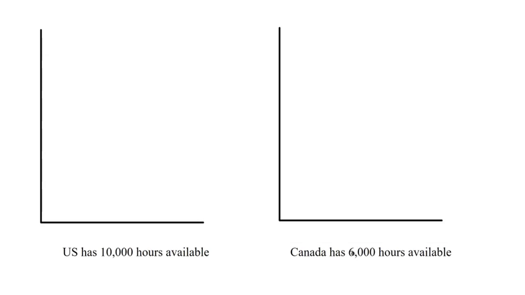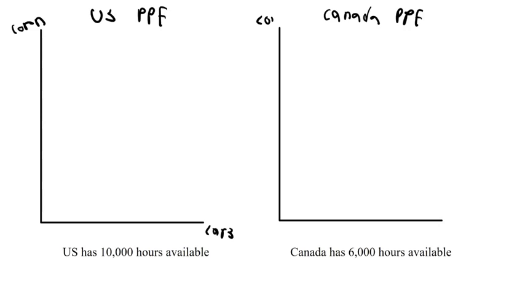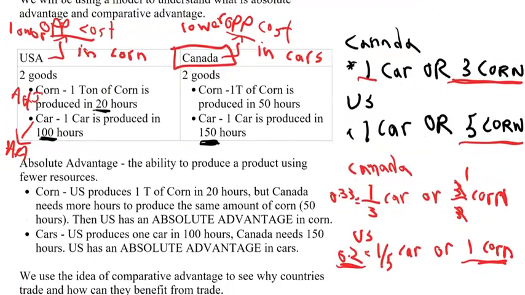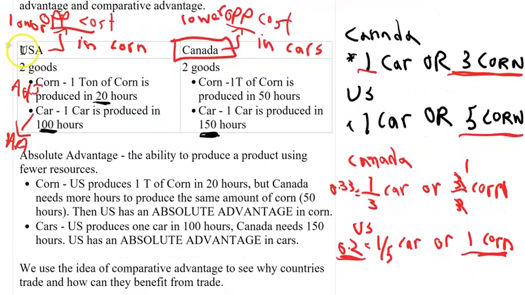So let's say this is going to be the US PPF, and this is going to be the Canada PPF. So let's put corn here and cars down here. Same thing, corn up here and cars down here. We already know the production possibilities, or the technologies available, for the US and Canada from above.